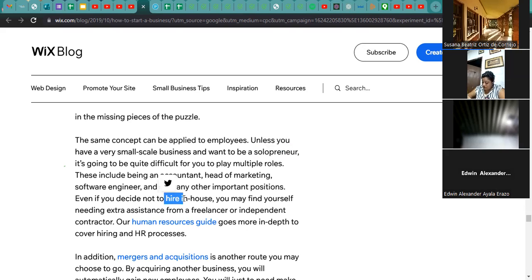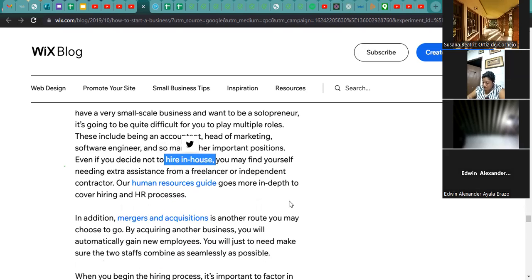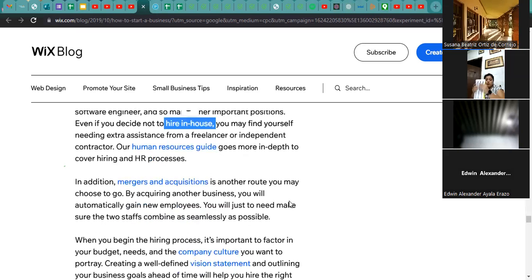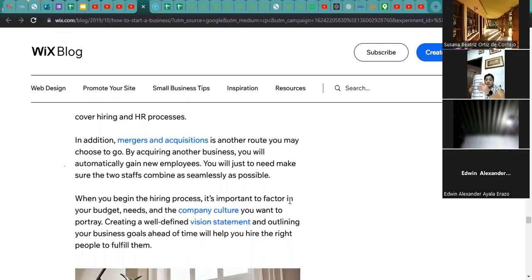What is hire in-house? Even if you decide not to hire in-house, you want to hire a freelancer. Okay, hire in-house means that you are going to hire people to be with you inside of the company. So some people prefer to do outsourcing or get an independent contractor, or a freelancer, something like that. Okay, let's see what else. You could say a presential job, with a schedule of 8 hours. That is so true.